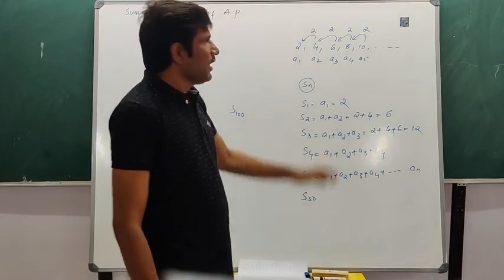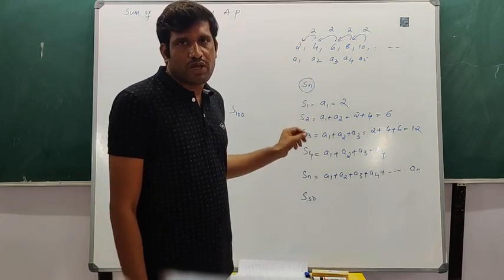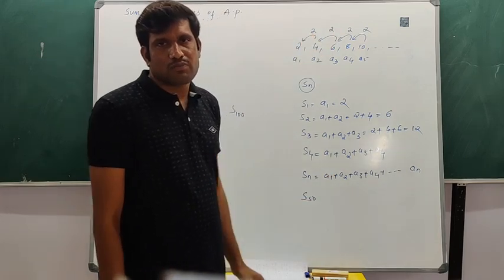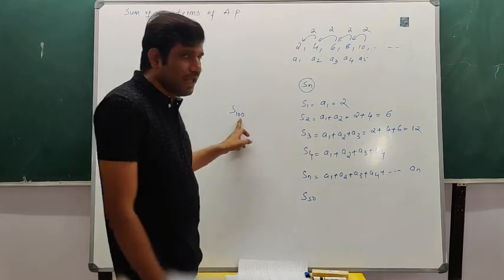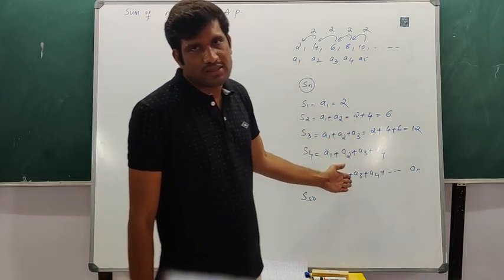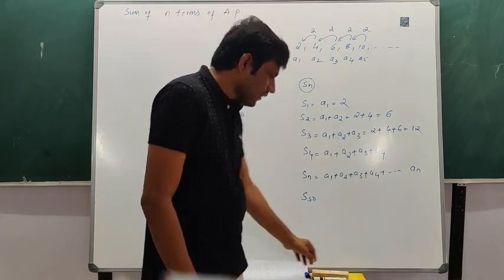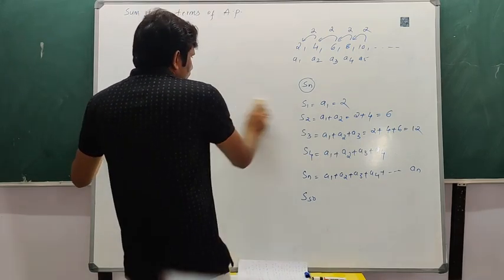What is the meaning of manually? I will write all the 100 terms, that is A1, A2, A3, A4, and so on up to 100, and add all the 100 terms. That is called manual manipulation. That will become very complex when n is very large. But when n is very small, we can add manually like S2, S3, S4, right? When n is very large, manual addition will become very complex. That is the reason we go for the formula.